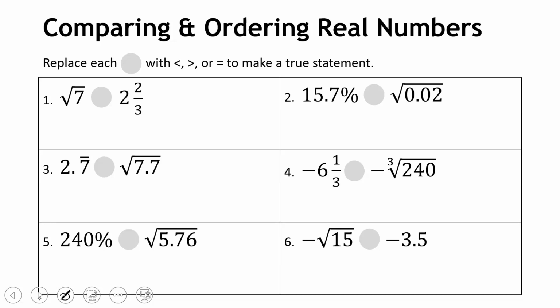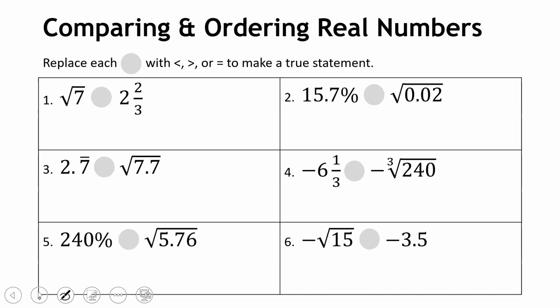The best way to compare and order real numbers is to convert each expression to a decimal and then compare decimals like you did in elementary school, looking at each place value. So you'll need a calculator to do this lesson. A scientific calculator would work best because you'll need to have the square root and cube root functions.